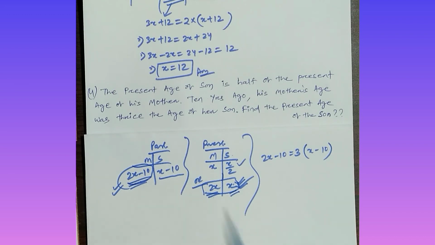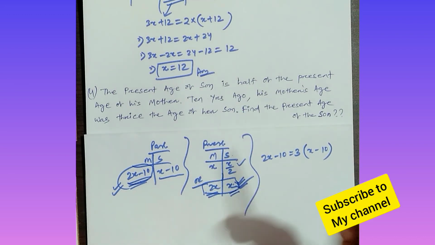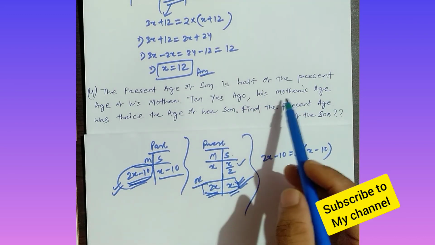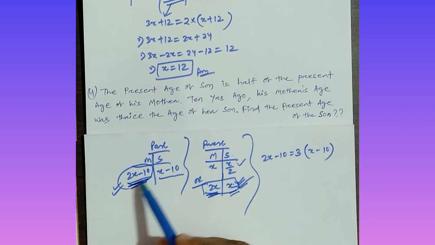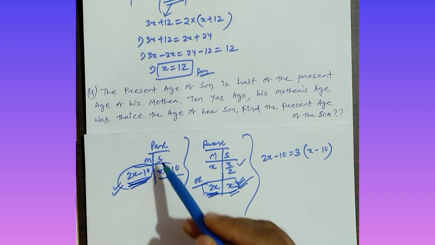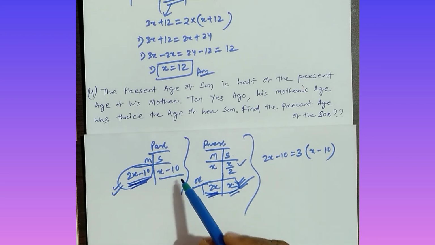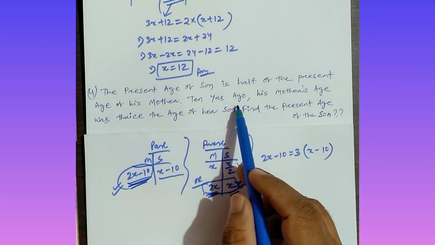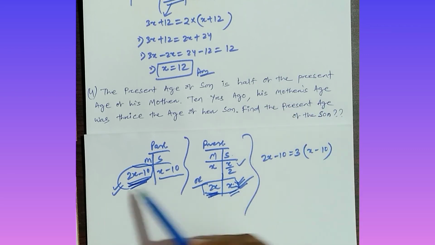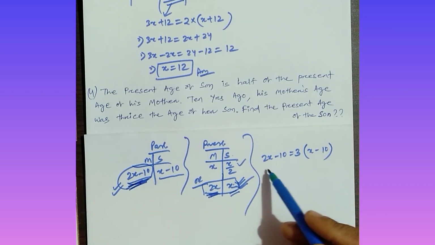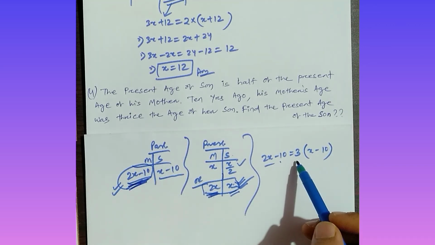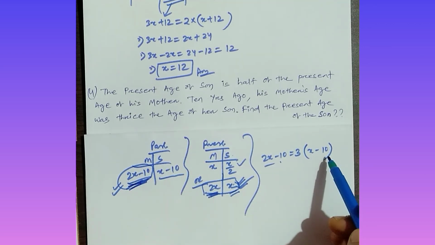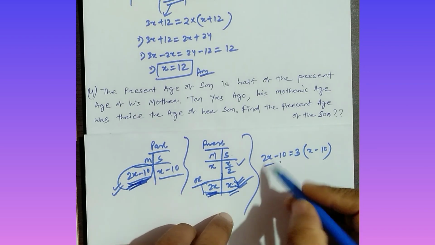Then according to the question, they are talking about the past, 10 years ago. The mother's age becomes 2x minus 10, and the son's age will be x minus 10. Then 10 years ago, his mother's age, this one, was, meaning equal sign, thrice, meaning 3 times the age of the son, this one. After that you have to simplify.